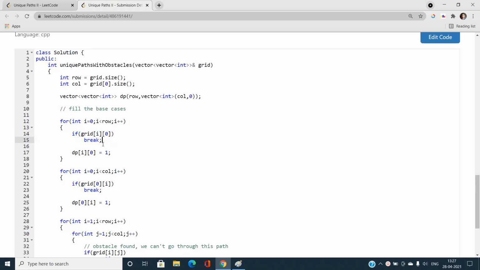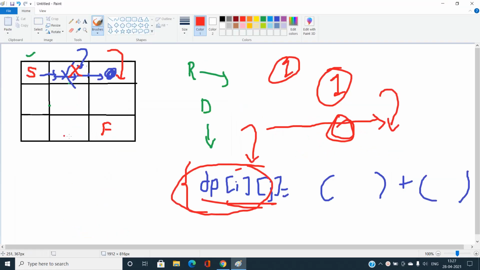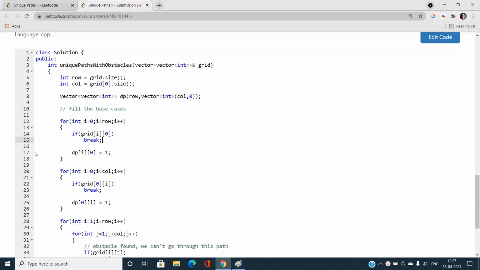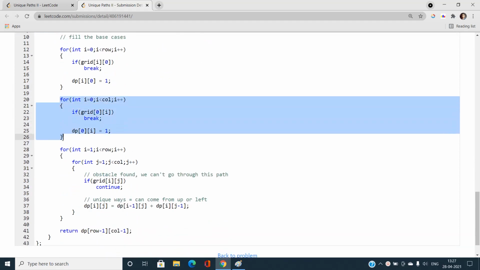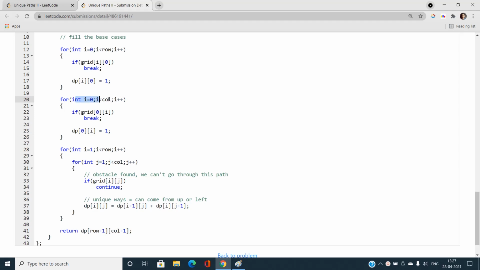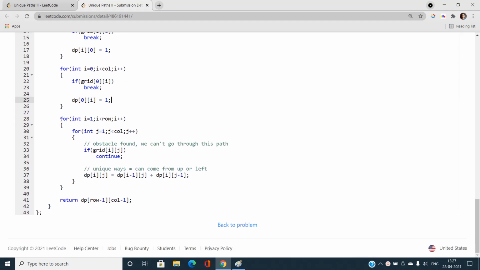And the reason behind this: if this position is an obstacle, I cannot go to the positions after it in the first column because I need to cross this obstacle. And if there is an obstacle, I can't go further. So as soon as we get an obstacle, just break. Otherwise, fill dp of i0 equals 1. Similar to that, I am going to do it for the first row. Just iterate for the number of columns and break when we find an obstacle, otherwise fill the value 1.